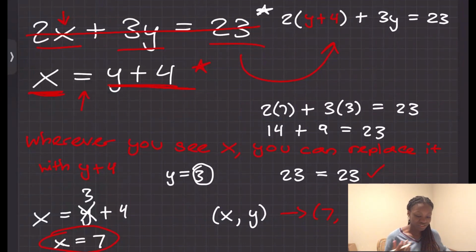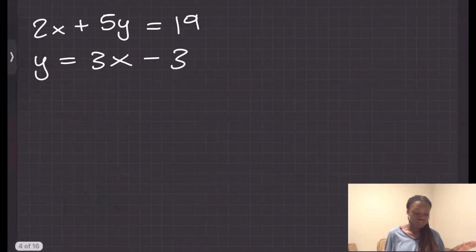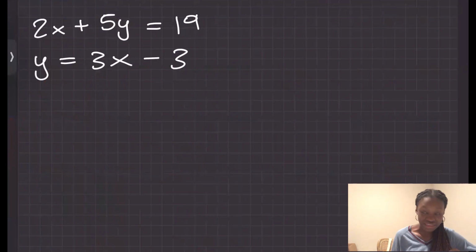Okay, I'm actually surprisingly happy at how easily this was to demonstrate. Let's now do a problem where we're solving for y first. So this is kind of like the opposite. 2x plus 5y equals 19. Y equals 3x minus 3.